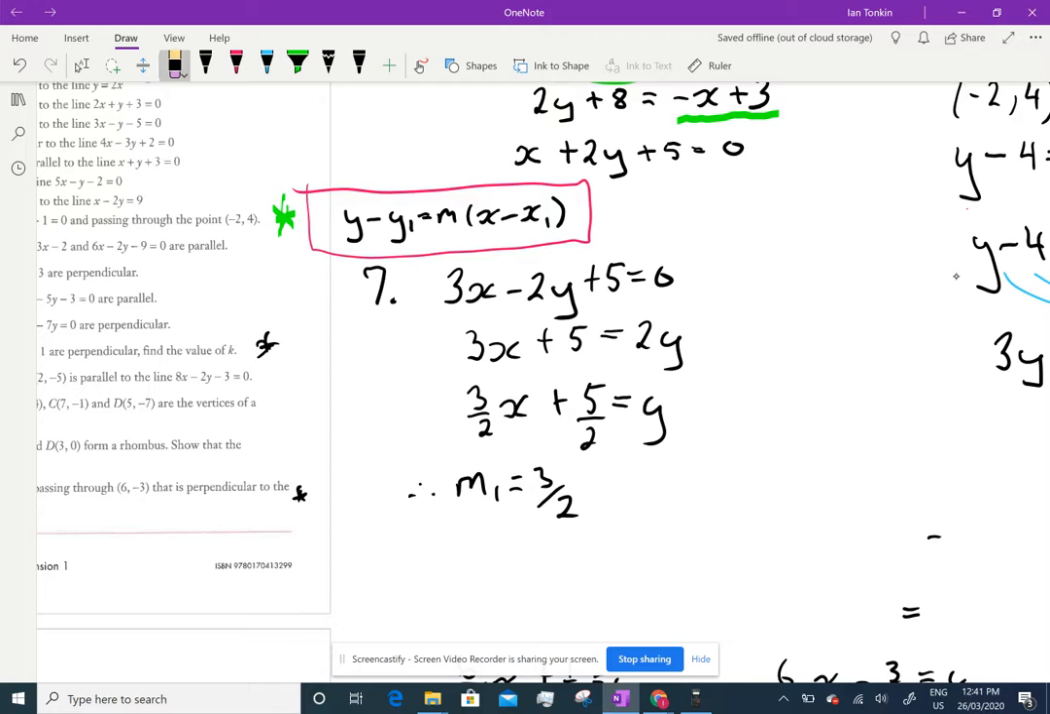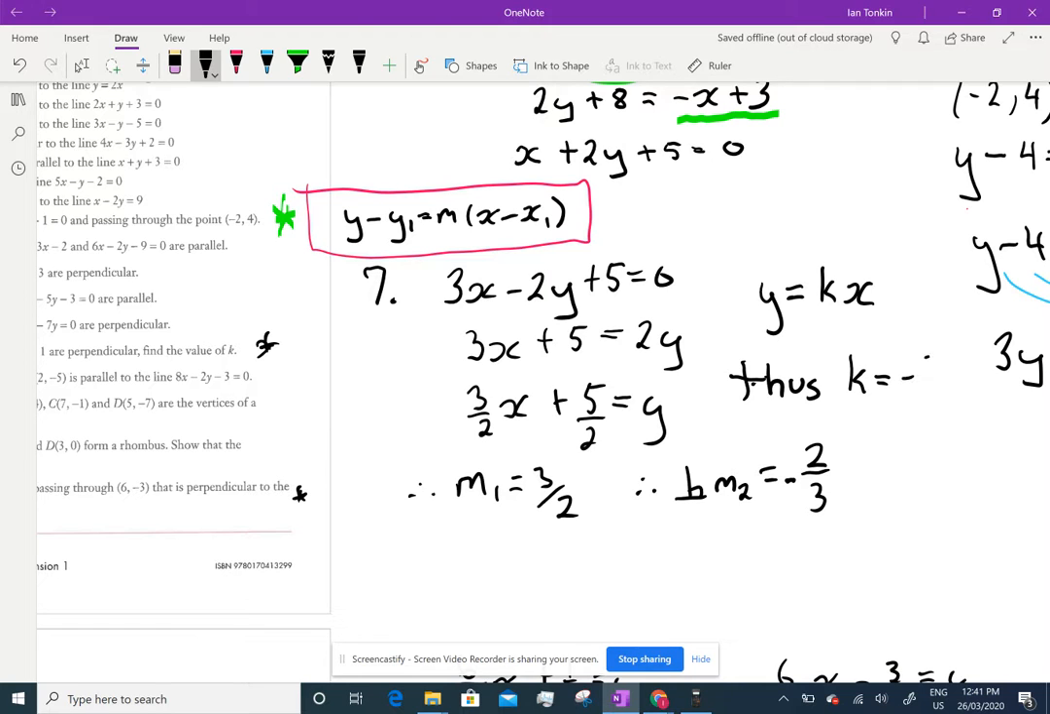Now, if I need the gradient that's going to be perpendicular, therefore, perpendicular m2 must be the same thing, but with a change of signs. The reciprocal change of sign. So negative 2 on 3. Now, the other equation is y equals kx. Therefore, thus, k must equal negative 2 on 3. I'm just going to check 7, make sure I'm right. I'm pretty sure I am. That's right, they're negative 2 on 3.